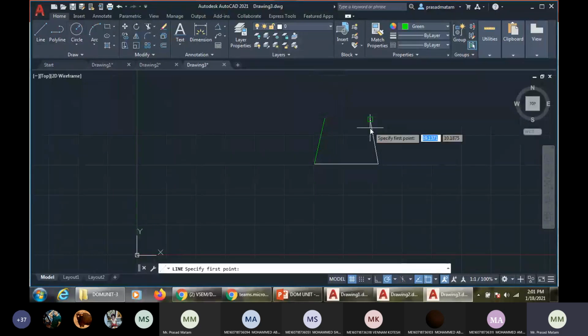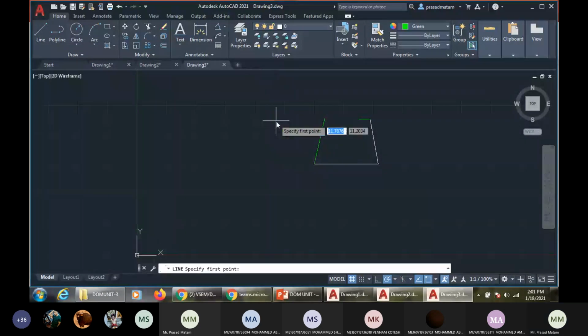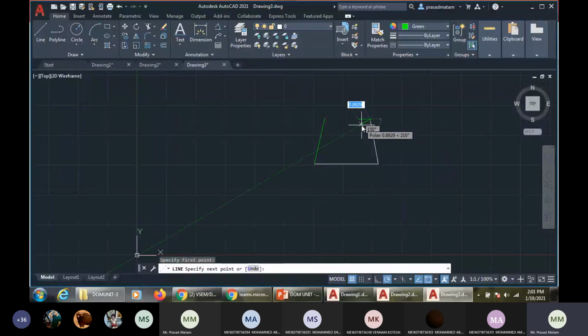How to locate this angle? This angle makes an angle of 180 degrees. From here, 10 degrees downwards. Okay. These two are intersecting at a point.